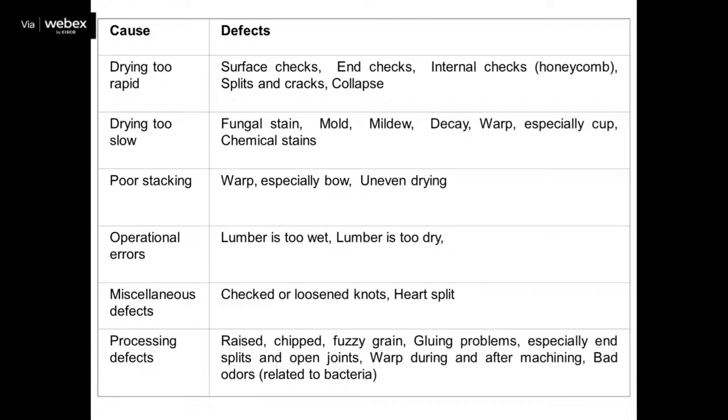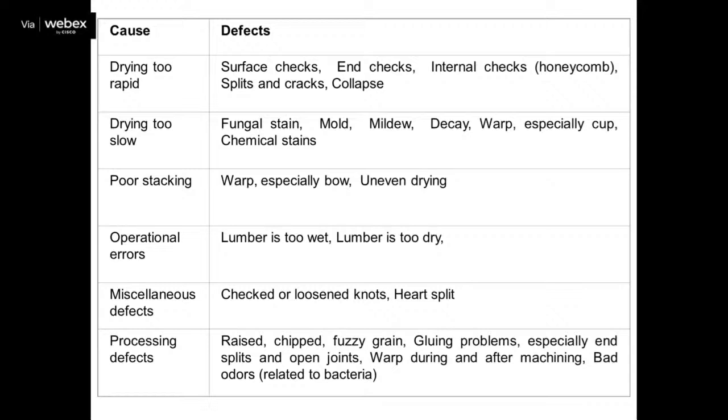There are some drying defects. If we dry too rapidly, there are chances of surface checks, end checks, and internal checks like honeycombing, splits and cracking. If we are drying too slowly, there are chances of fungal stain, mold and other stains because of chemical leaching out. Warping may also occur. And if there is poor stacking, there are chances that warping may happen, especially bowing, and uneven drying may happen.